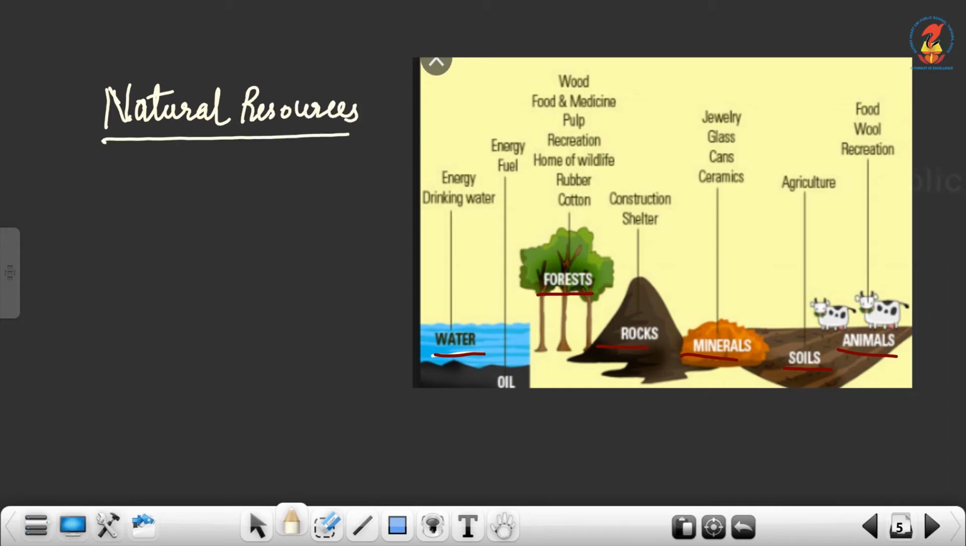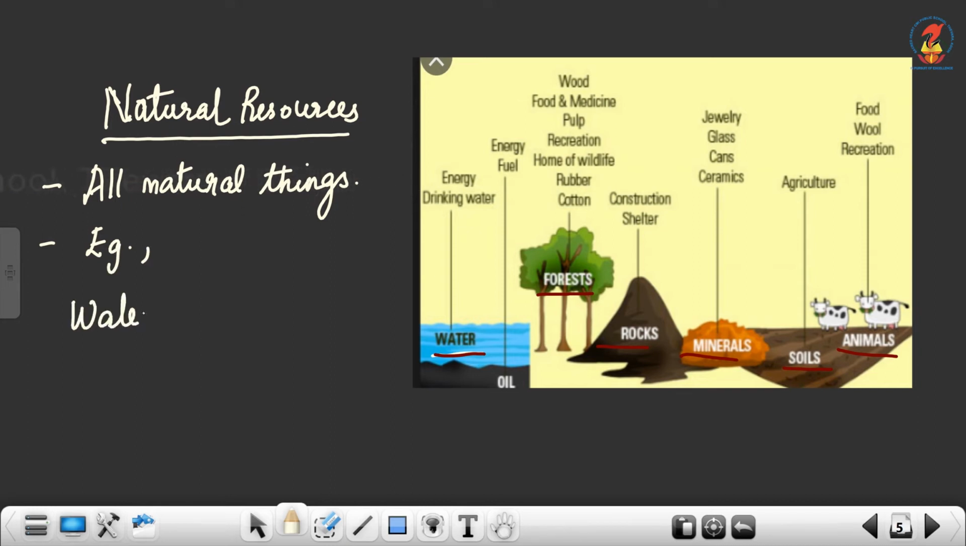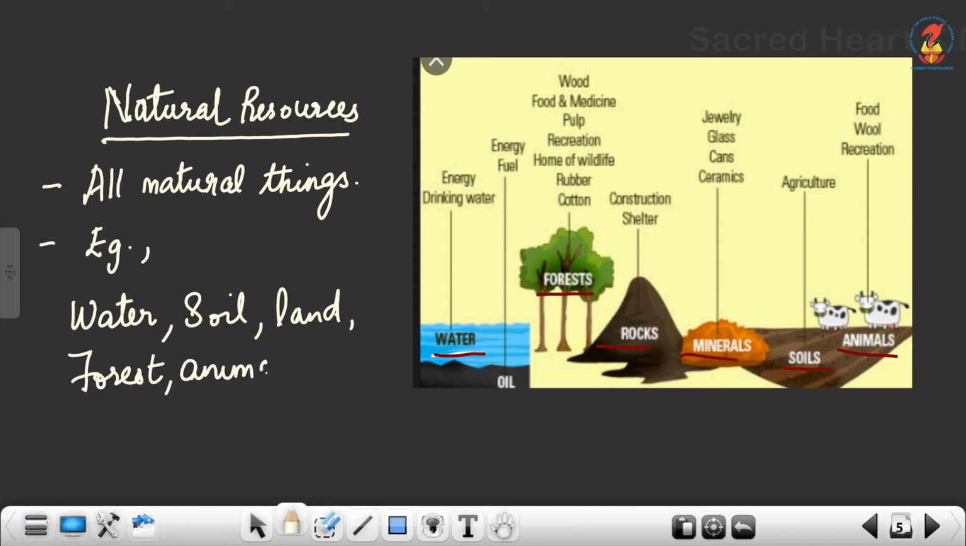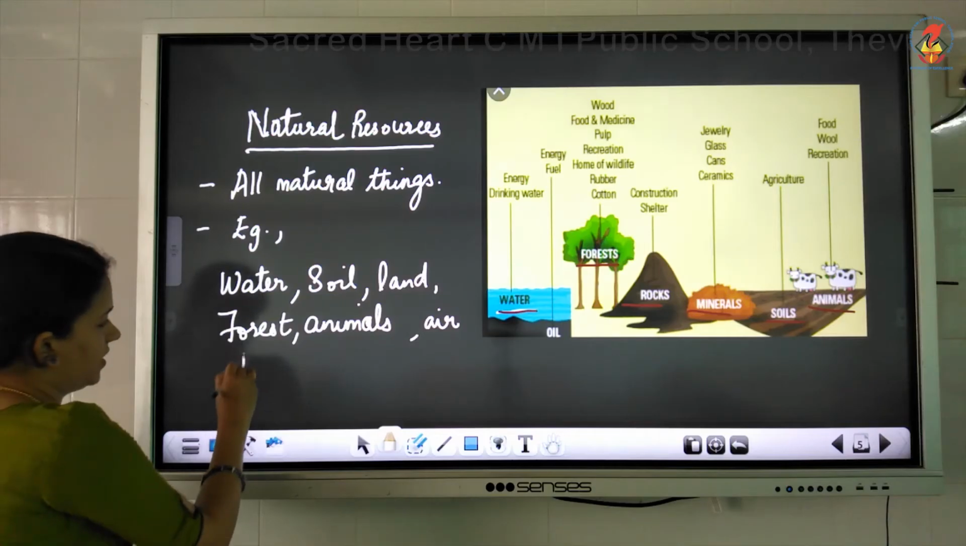You can say that natural resources are all the natural things. All the natural things are called natural resources. A few examples are, what all are the examples? You can say water, you can say soil, there is land, isn't it? Forest, animals, air. All those are examples of natural resources.